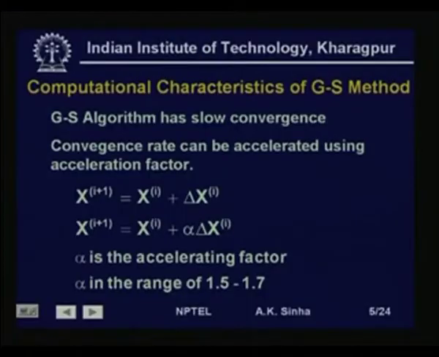Now, we will talk about computational characteristics of the Gauss-Seidel method. The Gauss-Seidel algorithm has one problem, that its convergence is somewhat slow, in the sense that if you have a very large system, suppose you are having a system with more than 100 buses, a 100 bus system, let us take for example, then we will have 100 equations to be solved, and normally the number of iterations to reach a reasonable convergence will also be of the same order, that is about 100 iterations.